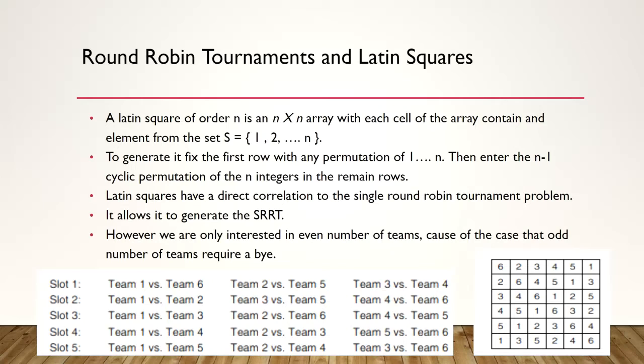Latin squares have a direct correlation to a single round robin problem. It allows us to generate the SRRT, which is also the single round robin tournament problem. However, we are only interested in the even number of teams, because an odd number of teams requires a bye, which the Latin square is unable to produce.